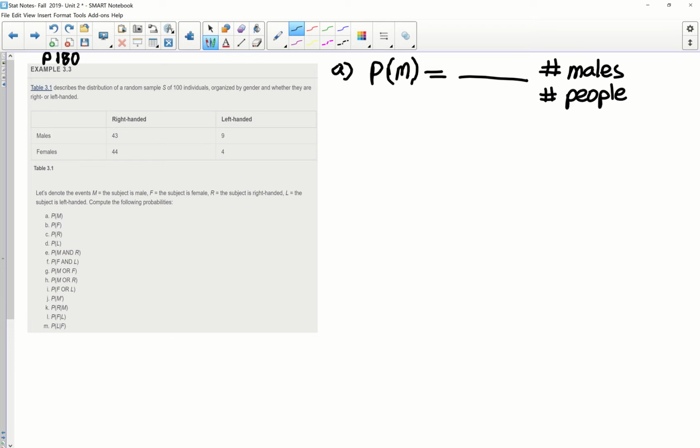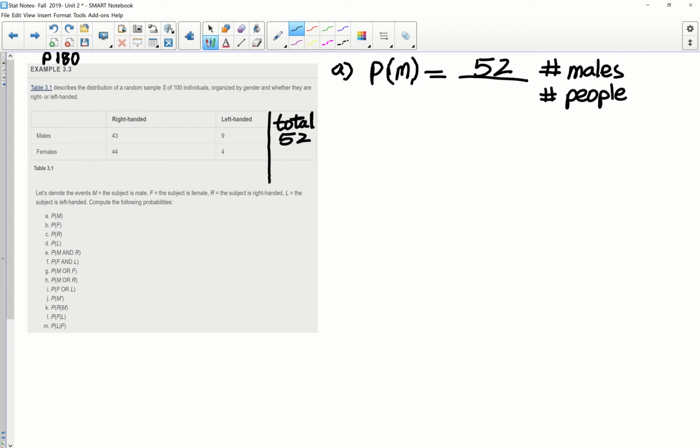All right, so I got the number of males, kind of. So it's broken down by right-handed and left-handed. If I create a total column, then I would have 52 males overall, because I just add them, 43 plus 9. All right. So now I know how many males there are. That's good. I needed that information. But I still don't know how many people there are.